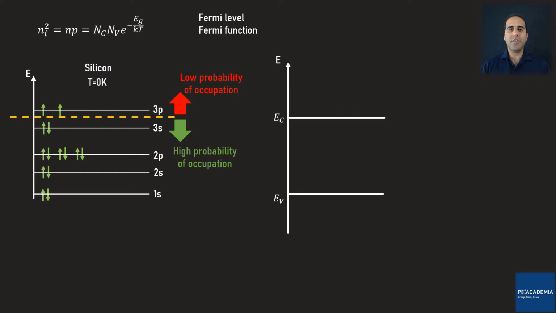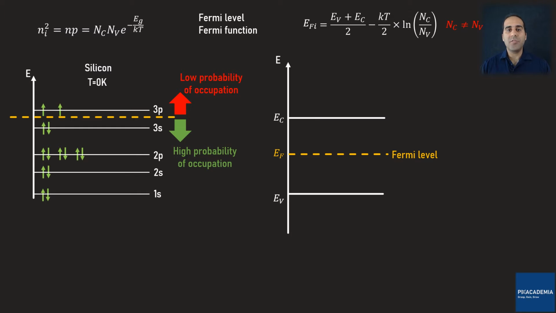Here is the energy band diagram of an intrinsic semiconductor. In an intrinsic semiconductor, the Fermi level is located very close to the center of the energy gap, but not exactly at the center. For an intrinsic semiconductor, the Fermi level is shown by E sub Fi and can be calculated using this equation. Generally, in an intrinsic semiconductor, Nc and Nv, the concentration of states in the conduction and valence bands, are not equal to each other. However, they are relatively close numbers.